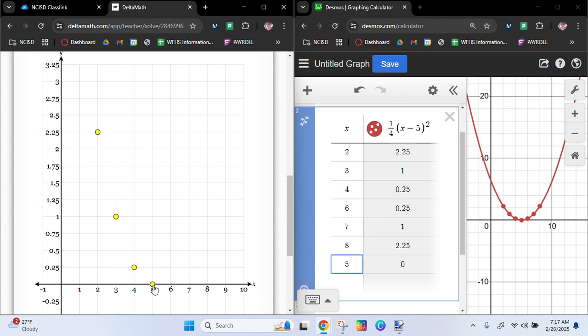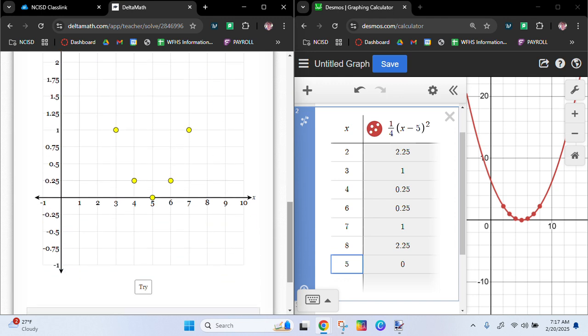And this is where we've reached the vertex. So this is the axis of symmetry. Everything on the right side of this is going to look the same as the left side. So at 6, we're at 0.25. At 7, we're at 1. At 8, we are all the way up here at 2.25. Okay? You can see we have circled back around. We have made our graph.